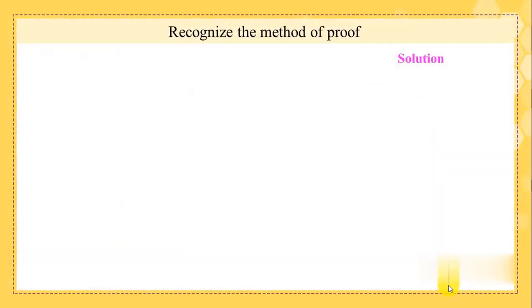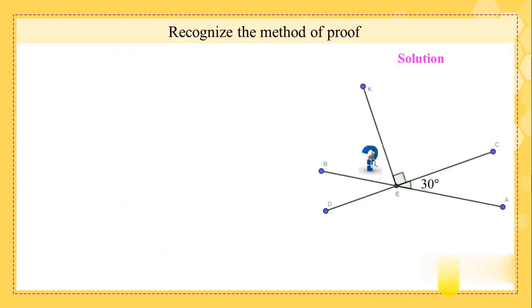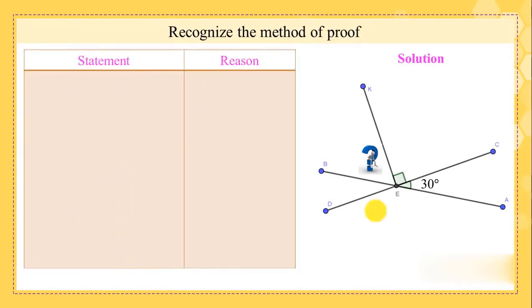Now we will resolve activity 1, but in a proof form using the method of proof. We have the figure to the right. We have to state every statement and its reason here. What is the reason? A reason is why did we write the statement and how did we find the statement, the reason behind this statement.